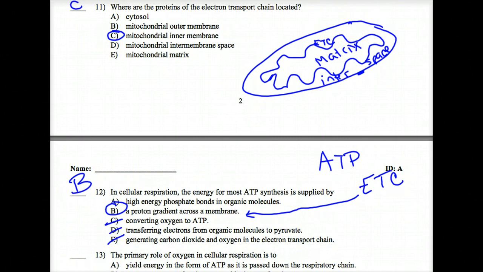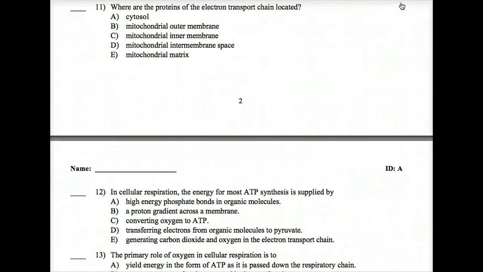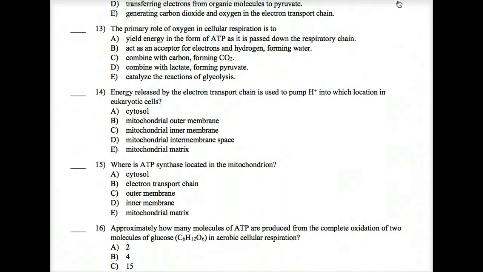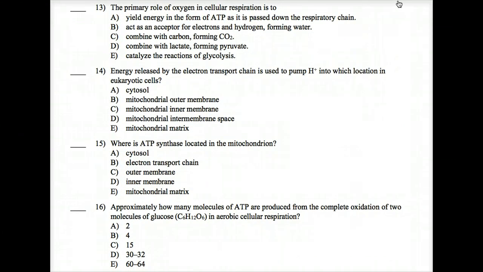So let's go ahead and clear my ink layer and then scroll down, and let's work on 13 through 16. The primary role of oxygen in cellular respiration is to yield energy in the form of ATP as it's passed down the respiratory chain. So I'm not passing the oxygen, I'm passing the electrons. So that sounds kind of smart, but it's a little off. Is it to act as an acceptor for electrons and hydrogens? Yes, oxygen is demanding electrons. That's the whole thing it wants to do. So that sounds true. I might not remember the part about water, but that sounds true.